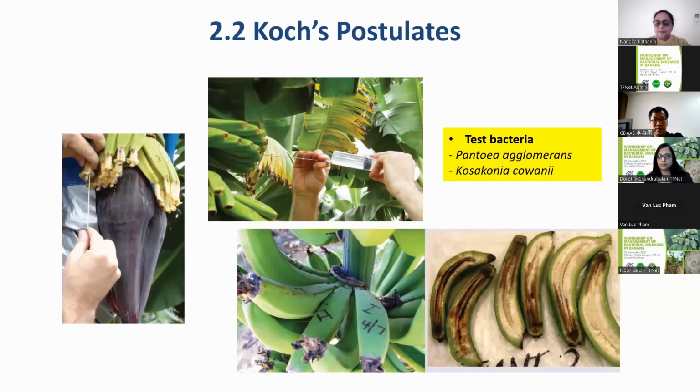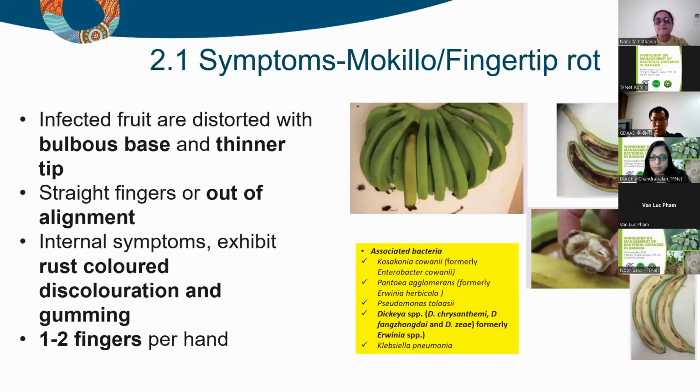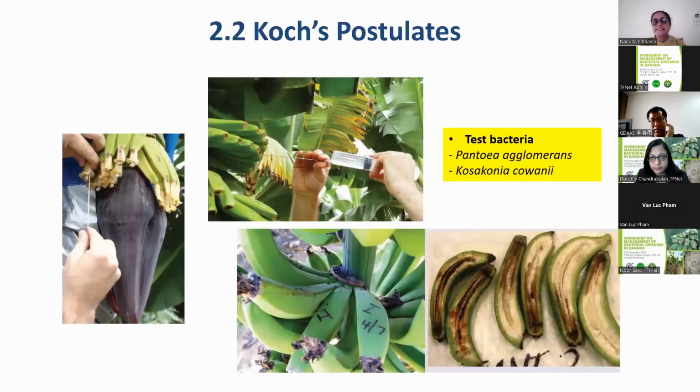So I'll just go to the previous slide. A number of different bacteria have been recovered from these symptomatic fingers, like Kosakonia cowanii, formerly named Enterobacter cowanii, Pantoea agglomerans, formerly known as Erwinia herbicola, and Pseudomonas tolaasii, and Dickeya species and Klebsiella species have been found associated with these kinds of symptomatic fruits. Next slide, please.